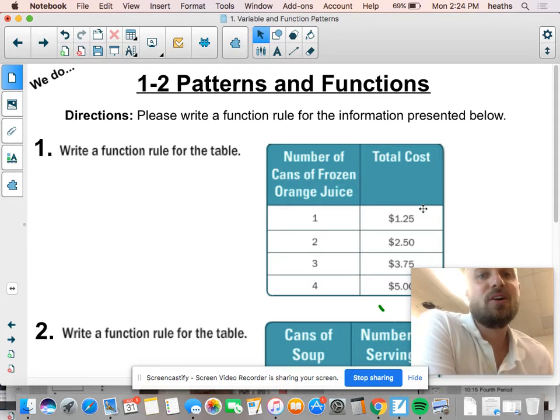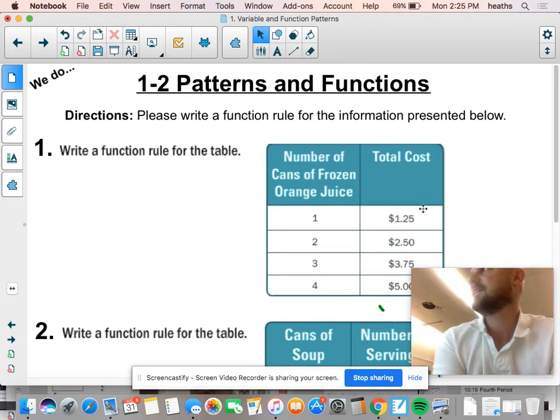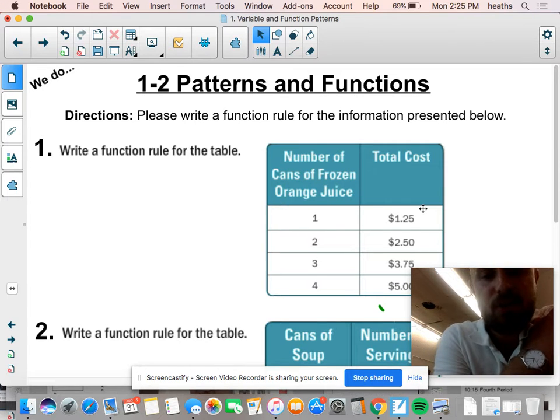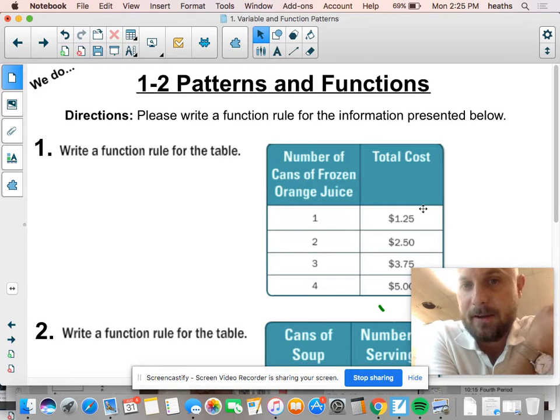We are writing a function rule for the table to the right. And let's take a second to study that table. The first column is number of cans of frozen orange juice. Okay, so we're talking about cans of orange juice. And then the second column is what the total cost is. So you can see some different money values there.